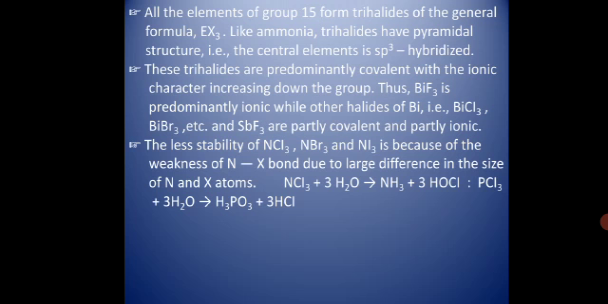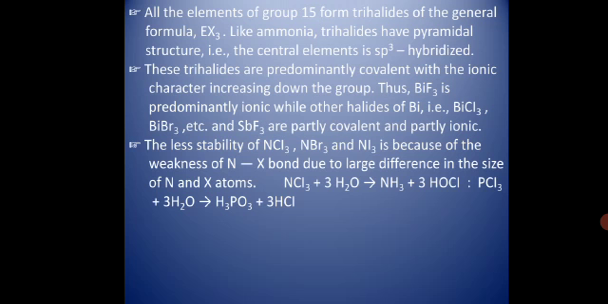In the case of trihalides like NCl3, PCl3, AsCl3, SbCl3, BiCl3, as you come down the group, you find that they are predominantly covalent, while the ionic character increases. Thus BiF3, here the fluoride structure is taken, I was talking to you about the chloride structure. If you take the fluoride, BiF3 is predominantly ionic, while other halides of bismuth, that is BiCl3, BiBr3, etc., and SbF3 are partly covalent and partly ionic. Moreover, it is polar in nature.